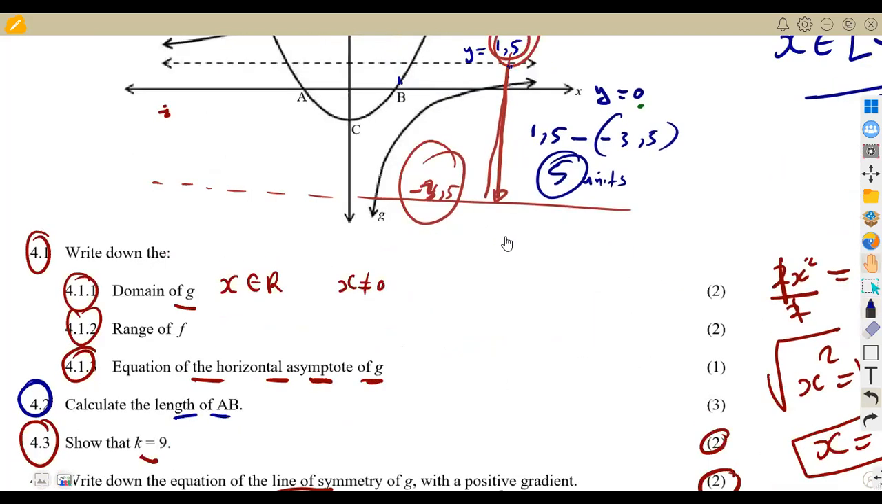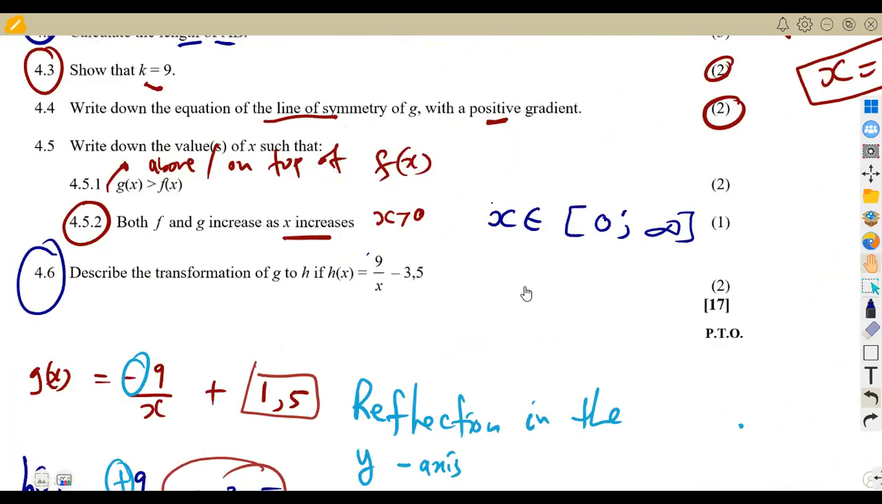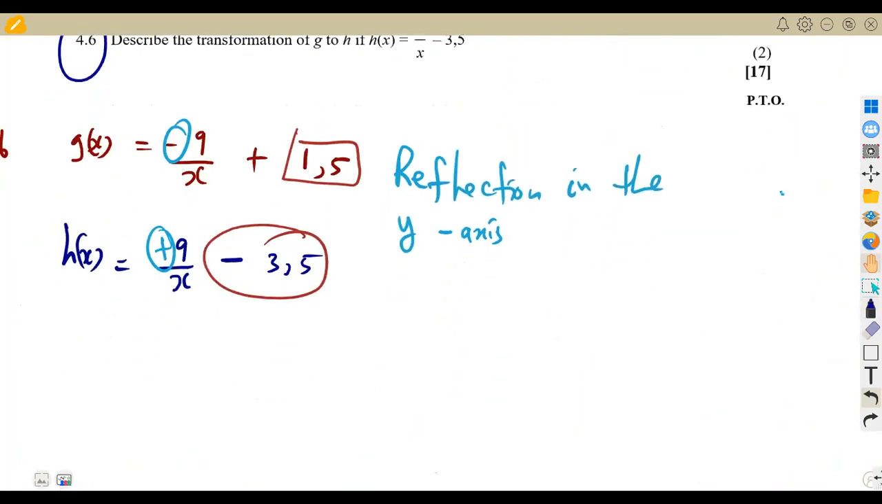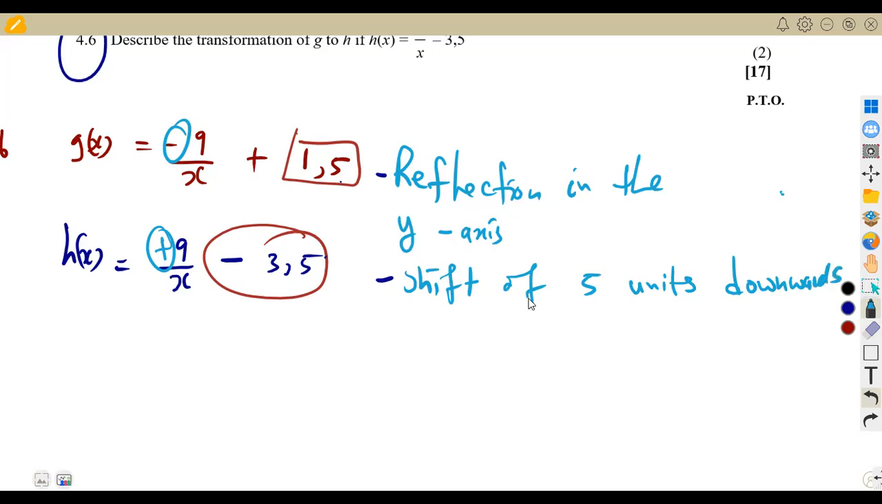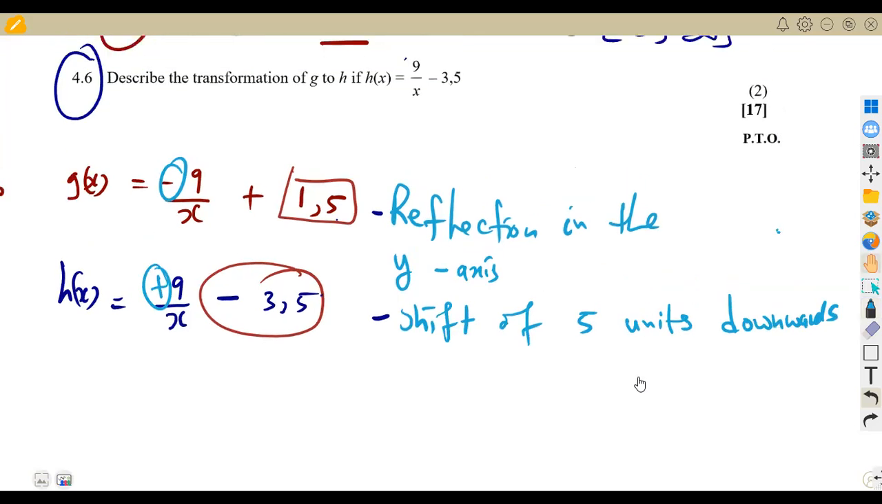So that is a transformation of a translation that is happening. So this part here, that's a translation, all right? Another transformation there was a translation, which is a shift of 5 units downwards, going down, all right? That is the idea. I think all the transformations are there, 2 marks for that, all right?